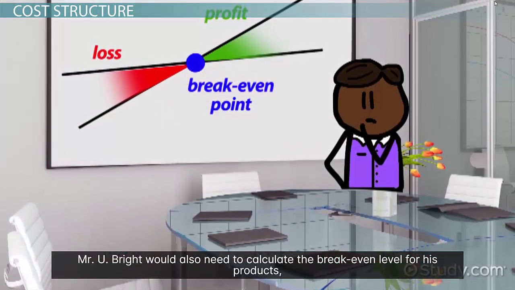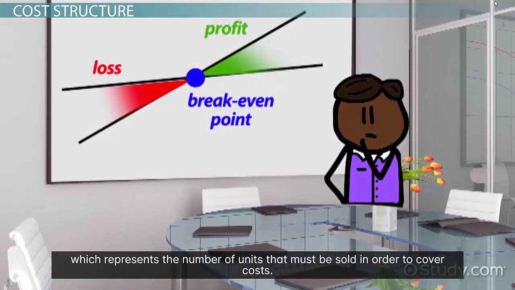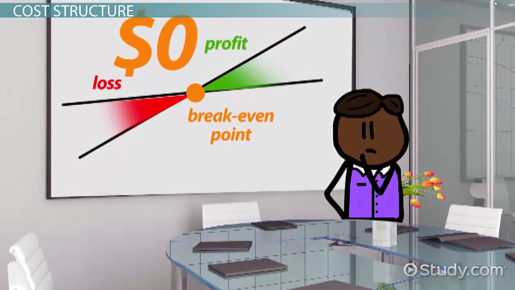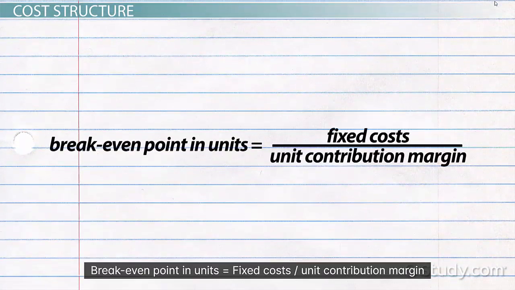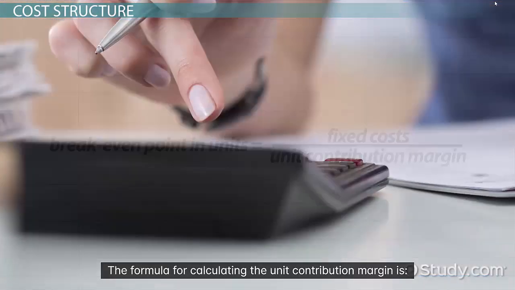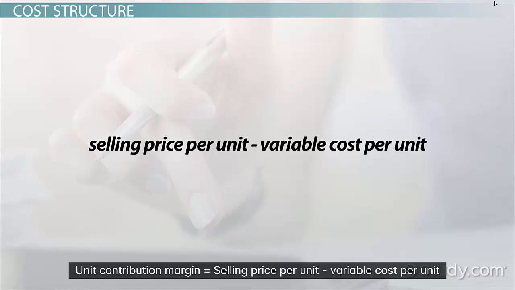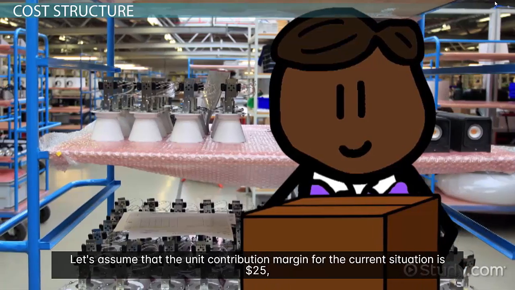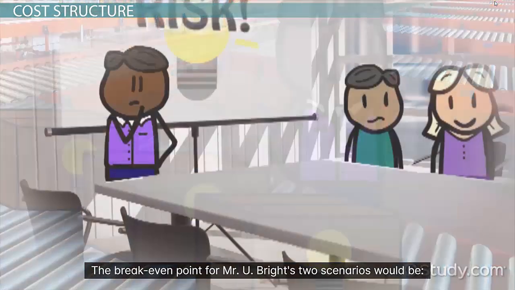Mr. Ubright would also need to calculate the break-even level for his products, which represents the number of units that must be sold in order to cover costs. The amount of profit earned at the break-even point is 0. The formula for calculating the break-even point in units is break-even point in units equals fixed costs divided by unit contribution margin. The formula for calculating the unit contribution margin is selling price per unit minus variable cost per unit. Let's assume that the unit contribution margin for the current situation is $25 and $35 if the equipment were to be purchased.